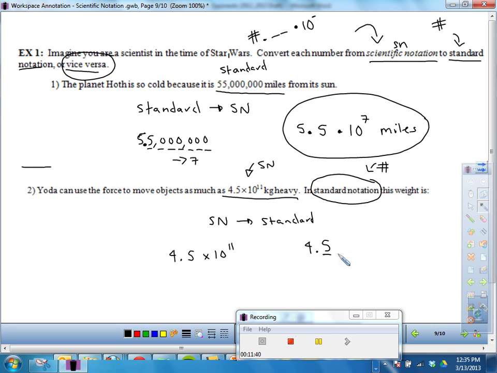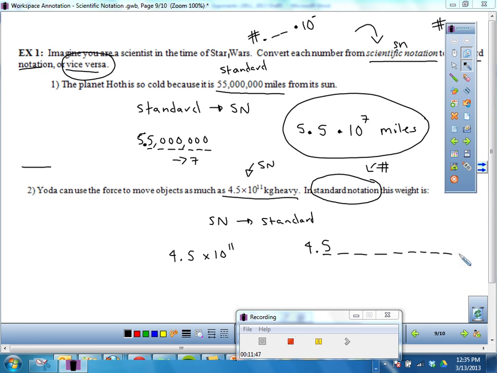So 1, 2, 3, 4, 5, 6, 7, 8, 9. Oop, I'm going to run out of room. 10, 11. That was a lot of lines. Let's double check we did 11. 1, 2, 3, 4, 5, 6, 7, 8, 9, 10, 11. Anything that doesn't have a number, I'm going to fill in with zeros. Okay, and this is looking like a pretty big number.